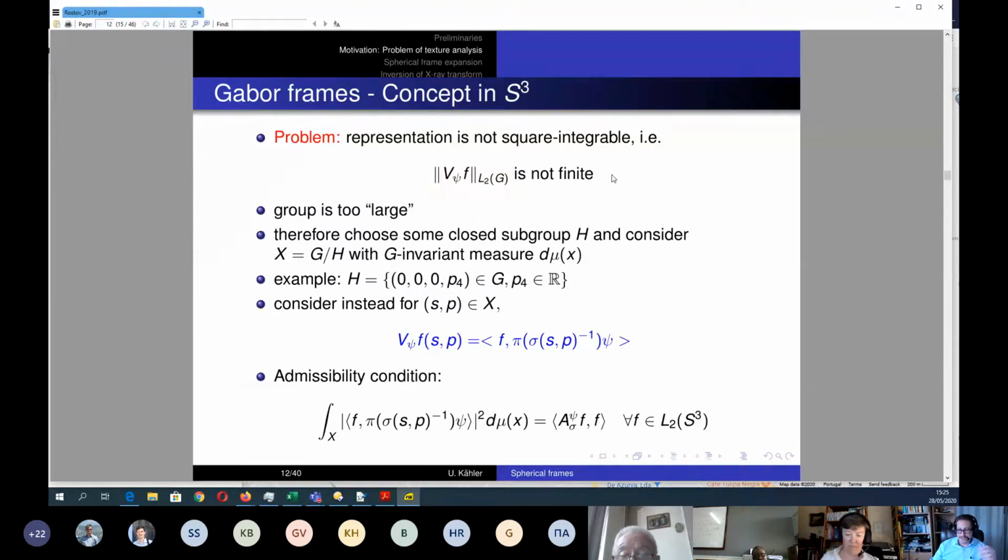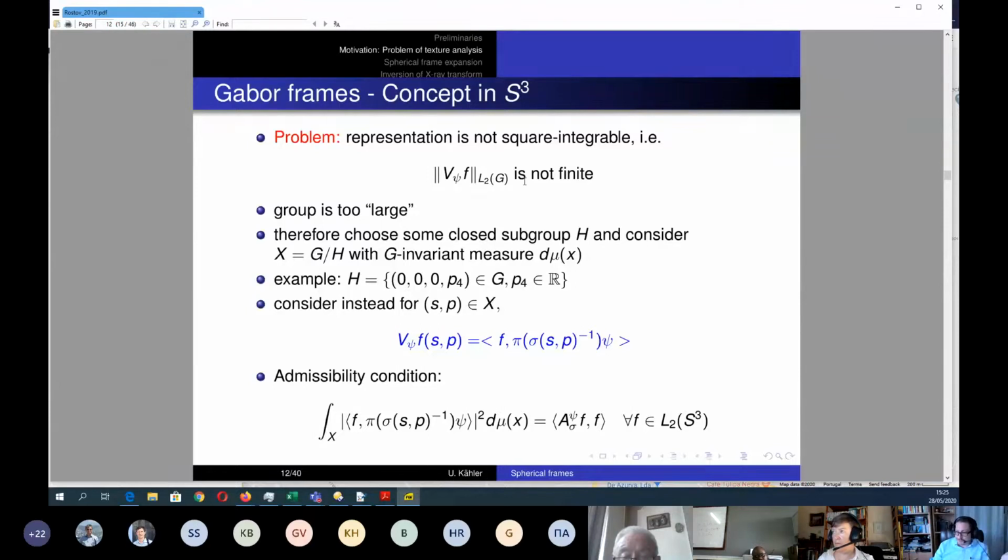Frankly, there's one problem, especially if you go from the one-dimensional case to the higher dimensional case: your group becomes bigger, the possibilities of your group representations become bigger, and in general the group is too large. That's basically the case here. Your group is too large, and you cannot find any square integrable function for this kind of setting.